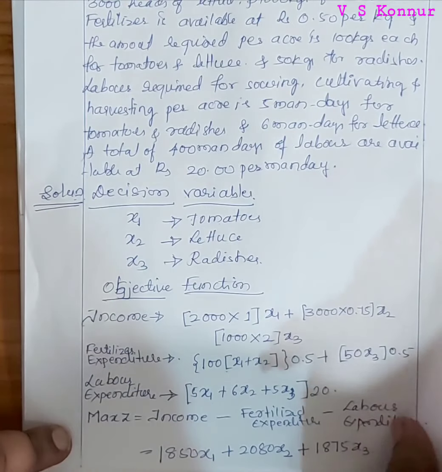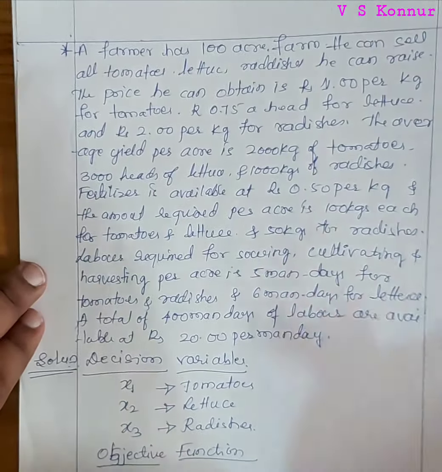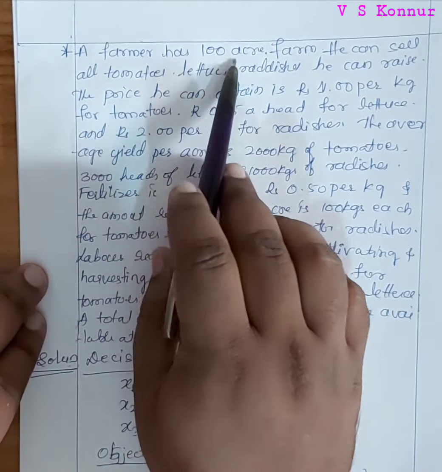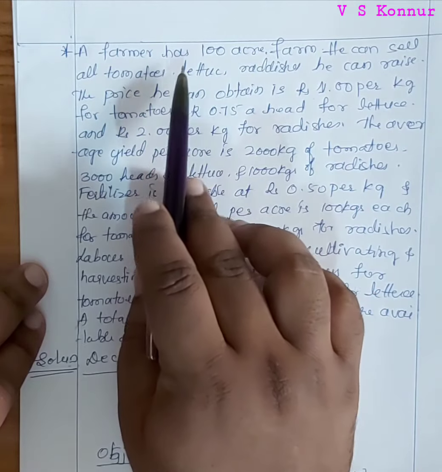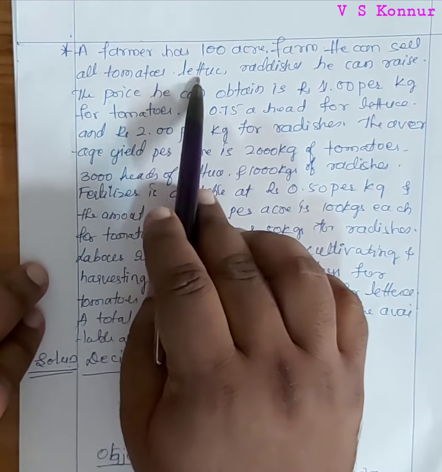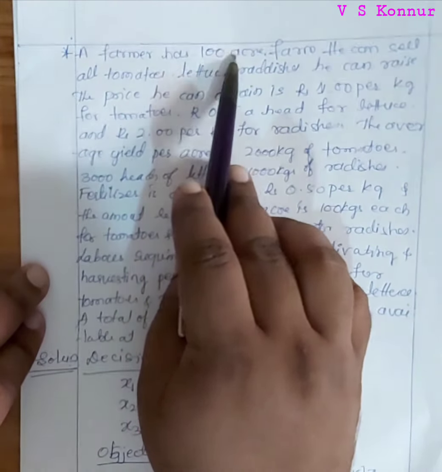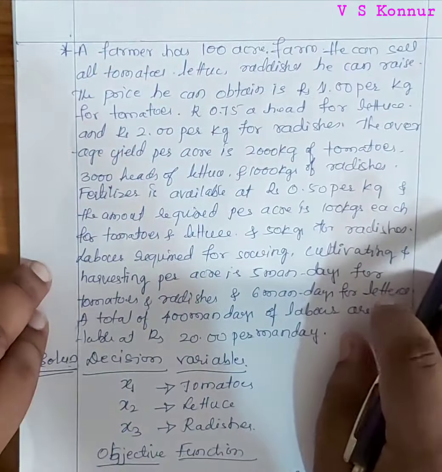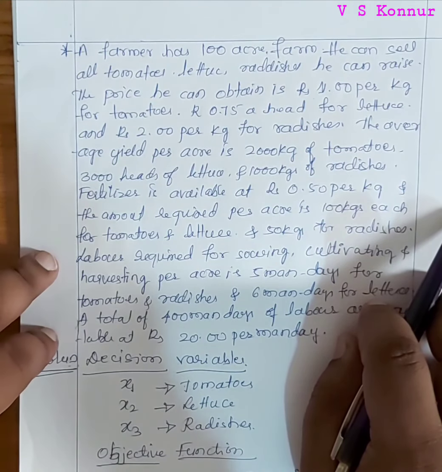Now we'll write the constraints. Once again I will explain this problem. Constraints: a farmer has 100-acre land, with x1, x2, x3. In the 100-acre land he has to yield tomatoes, lettuce, radish, that is nothing but x1 plus x2 plus x3 less than or equal to 100. It is profit oriented. So x1 plus x2 plus x3 less than or equal to 100.